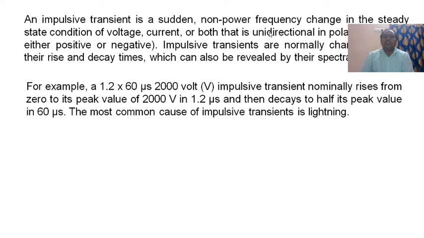Spectral means the frequency content. Spectrum is the range of frequencies. For example, a 1.2 by 50 microsecond, 2000 volt impulsive transient normally rises from 0 to its peak value of 2000 volts in 1.2 microseconds, and then decays to half of its peak value in 50 microseconds. This is the meaning of 1.2 by 50 microseconds, 2000 volts. The most common cause of impulsive transients is lightning.